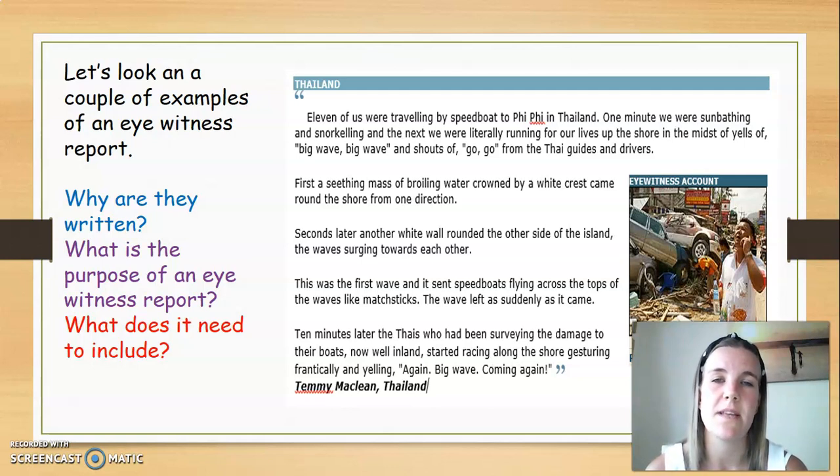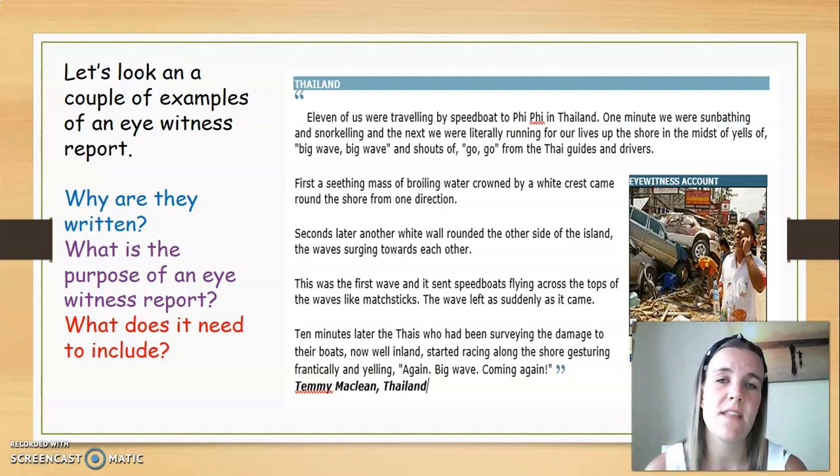And to tell other people exactly what happened so that information can be pieced together to try and find out answers and to try and perhaps help other people as well. And what does it need to include? Well, you can see there was quite a lot of speech included in there, things that people were saying. That's one of the features in an eyewitness report.